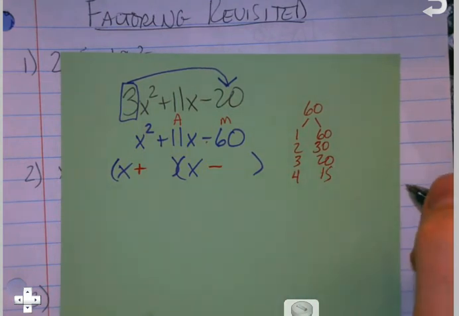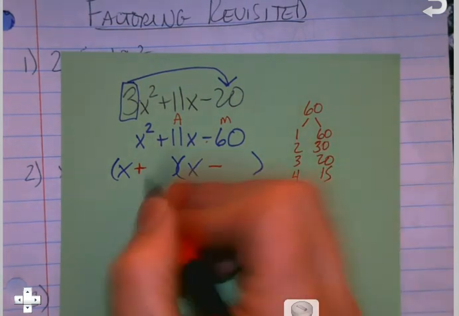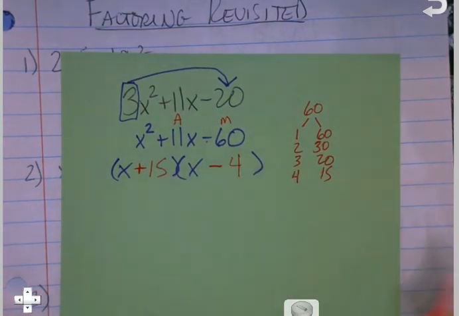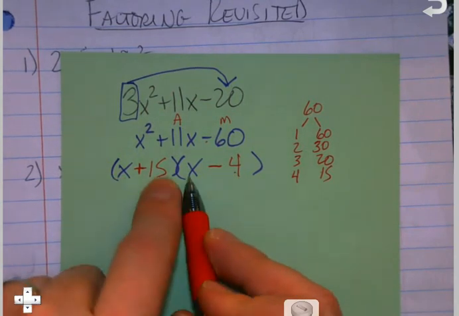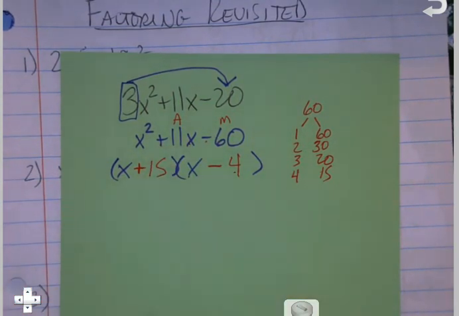4 and 15 are 11 apart. Wonder if this would work. Okay. If I put the 15 here and the 4 here, does this work? Negative 4 plus 15 is 11. That works. 15 times negative 4 is negative 60. Okay, cool.